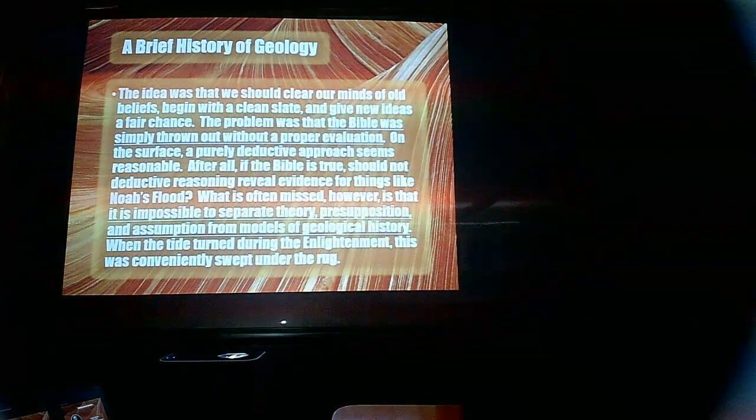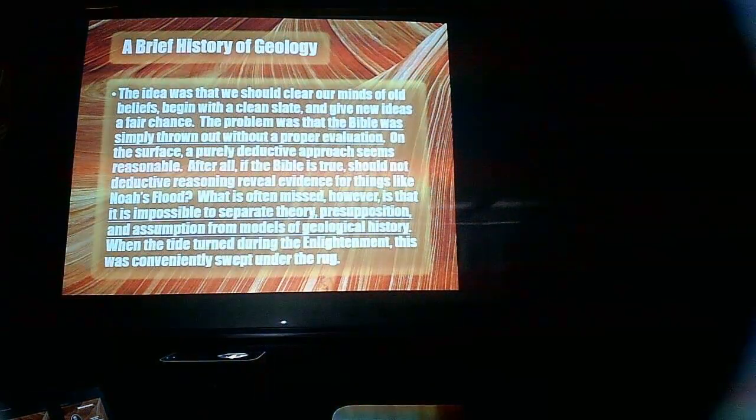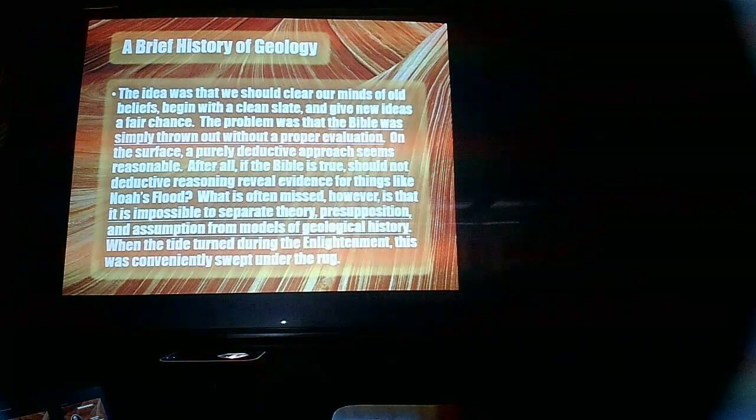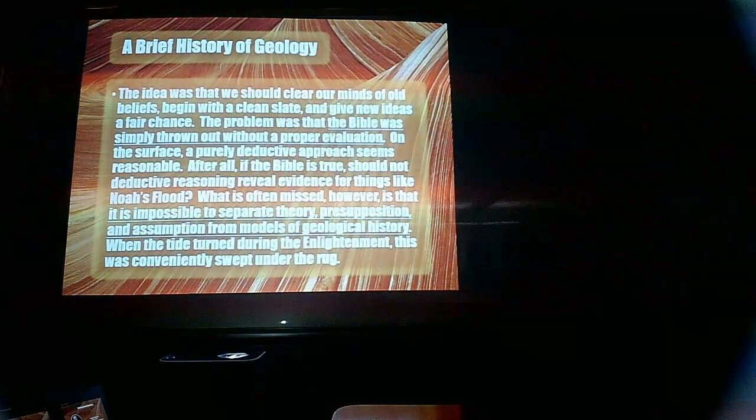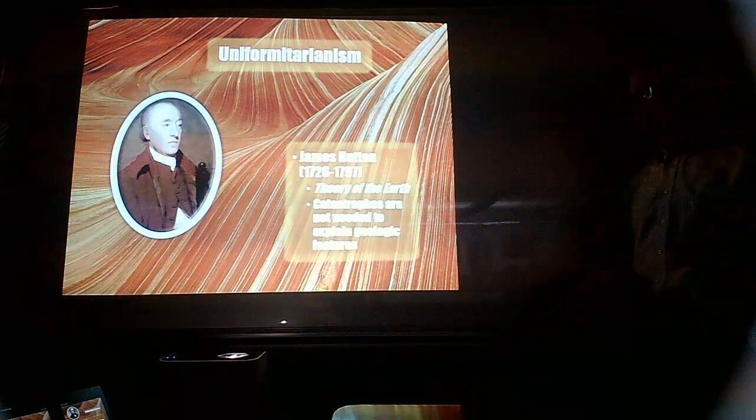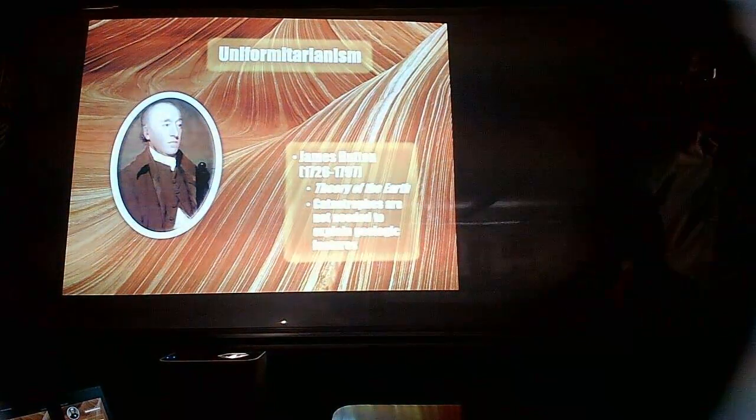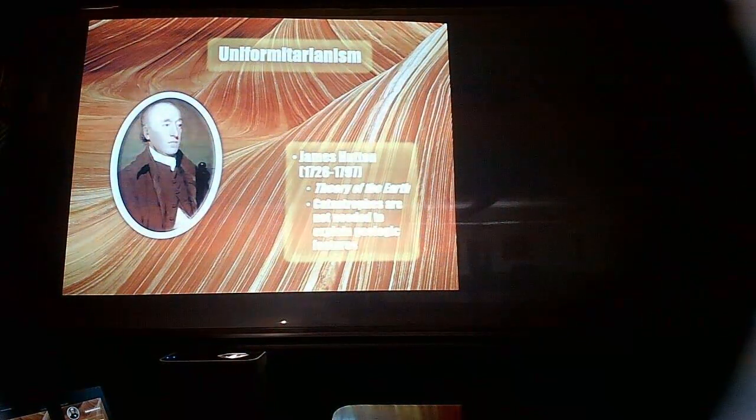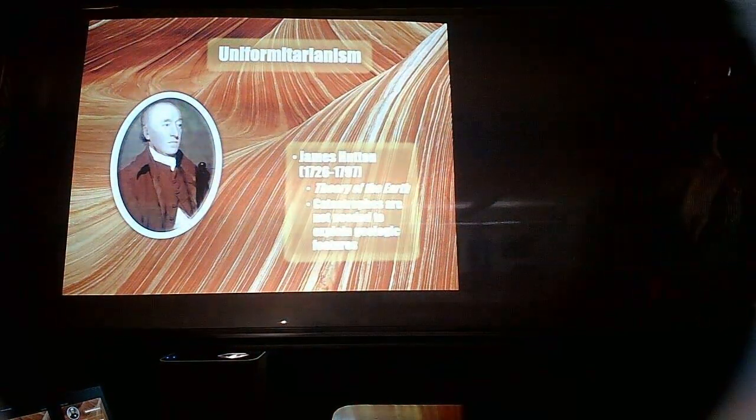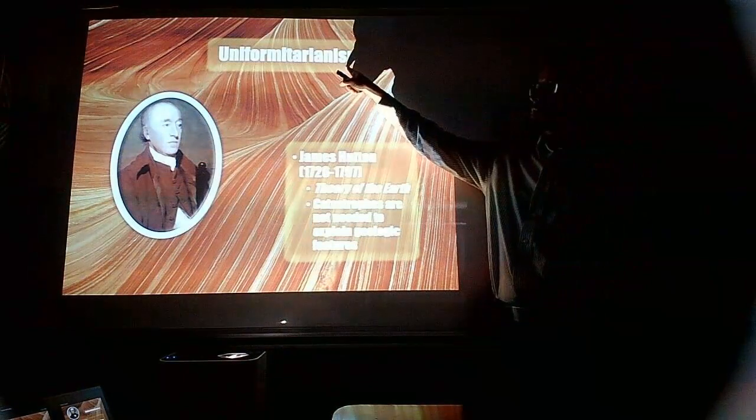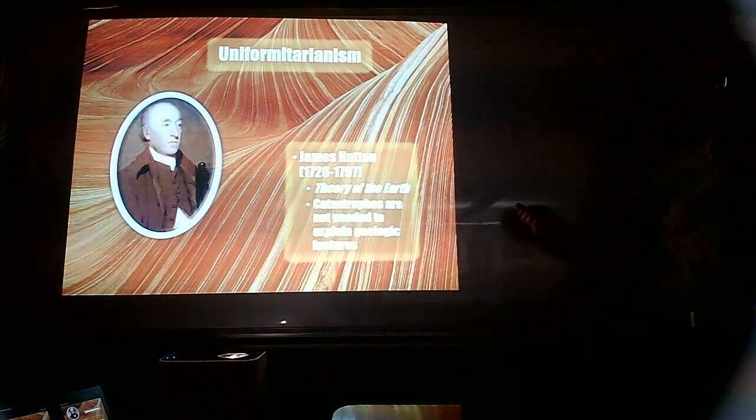So when we start discussing how people tried to explain how everything got here without God, without a Christian lens to interpret the data with, the first person to try to do that formally was this guy right here, James Hutton. And he wrote this book, Theory of the Earth. Catastrophes are not needed to explain geologic features. That was his idea.